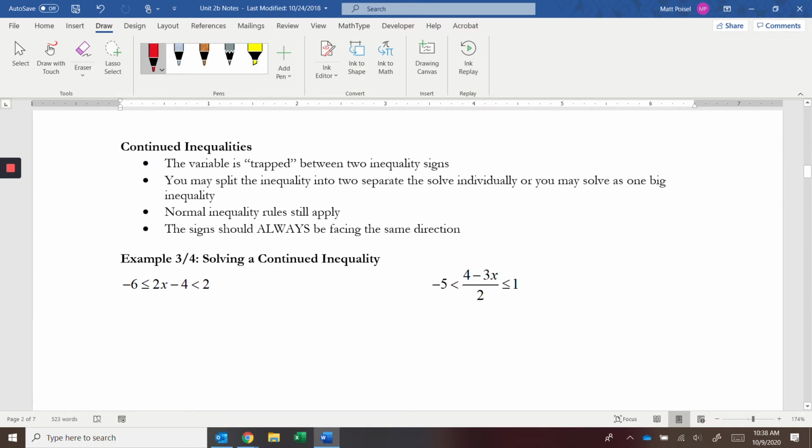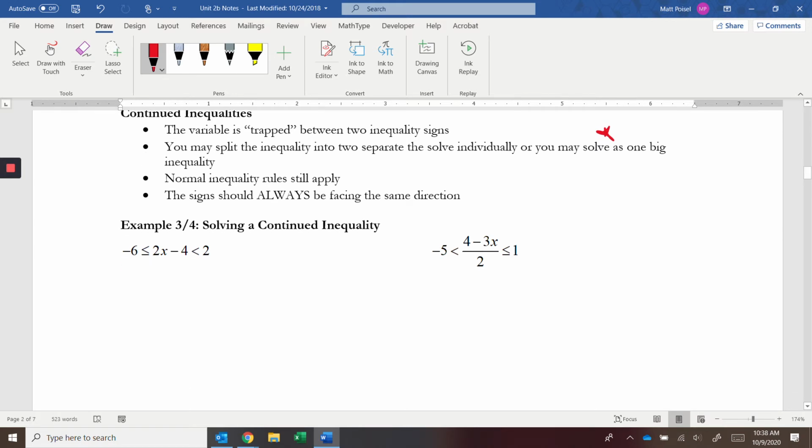Okay, next you'll see the compound inequalities. This means the variable is trapped between two inequalities. You may split the inequalities, or you may solve them as one big inequality. I actually prefer that method. If we can keep them together, I think that you're going to be better off. Normal inequality rules still apply. Multiply or divide by negative, you've got to flip it. And then the big thing, the signs always must be facing the same direction at the end. And let's try to get in the habit of going from least to greatest. Okay, so that means your signs should look like this: less than or equal to, or just less than, whatever.